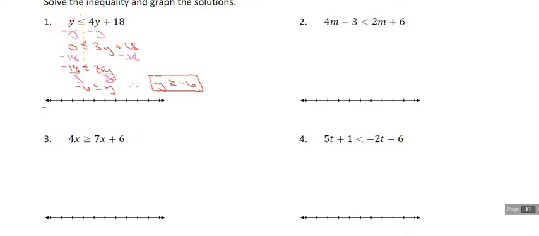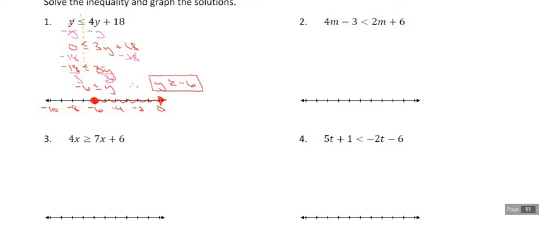So if I've got negative 10, negative 8, negative 6, negative 4, negative 2, 0. We do need appropriate numbers on our number lines. So we would have a closed circle on negative 6, and we're going to shade to the right. It's greater than, and our inequality symbol is pointing to the right.